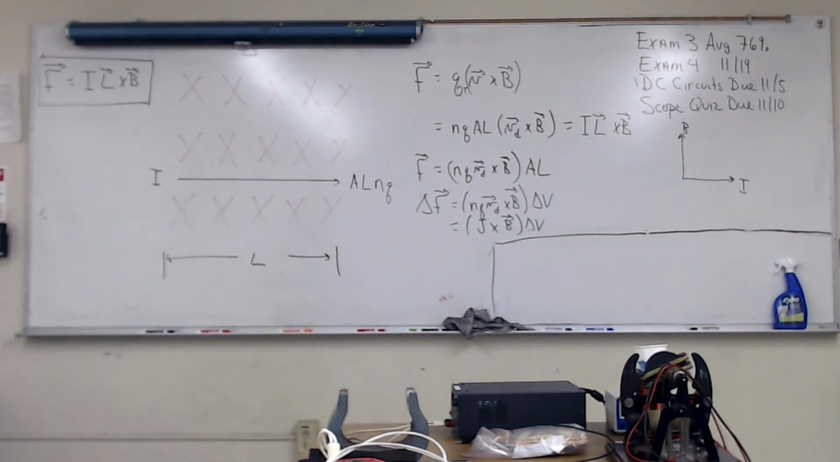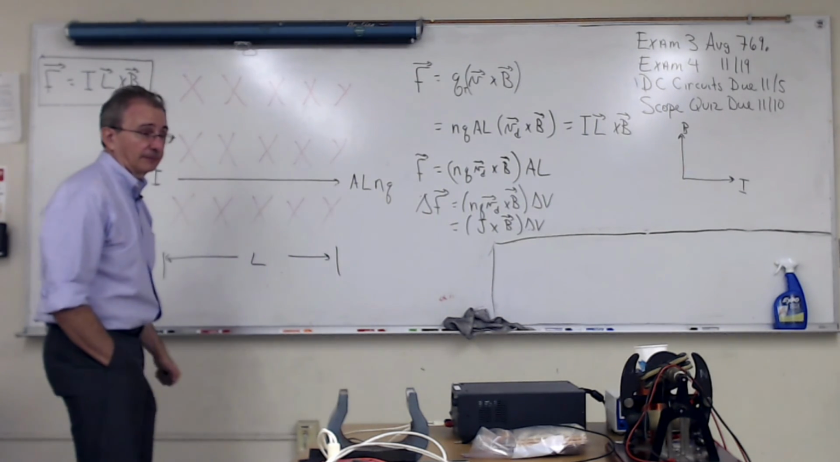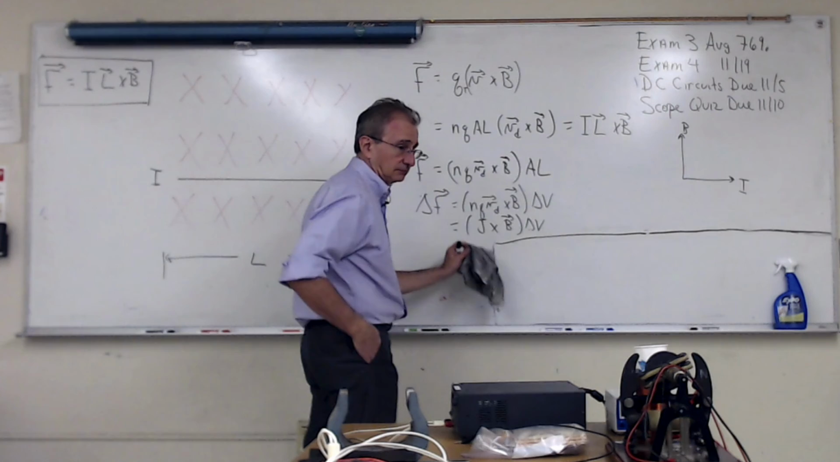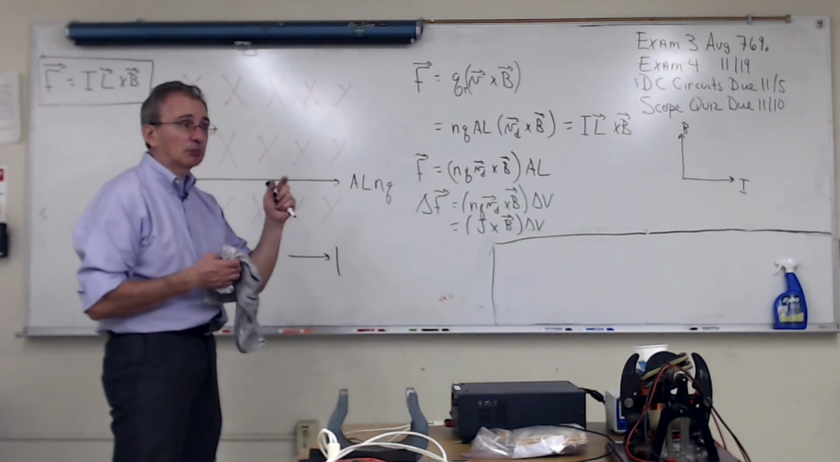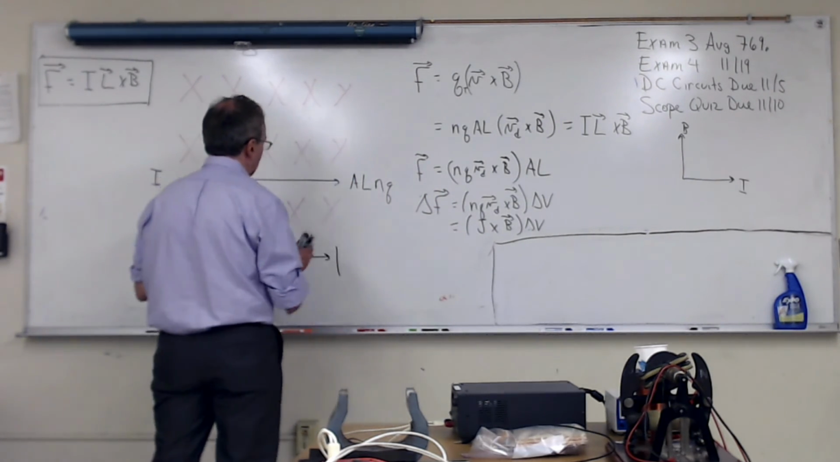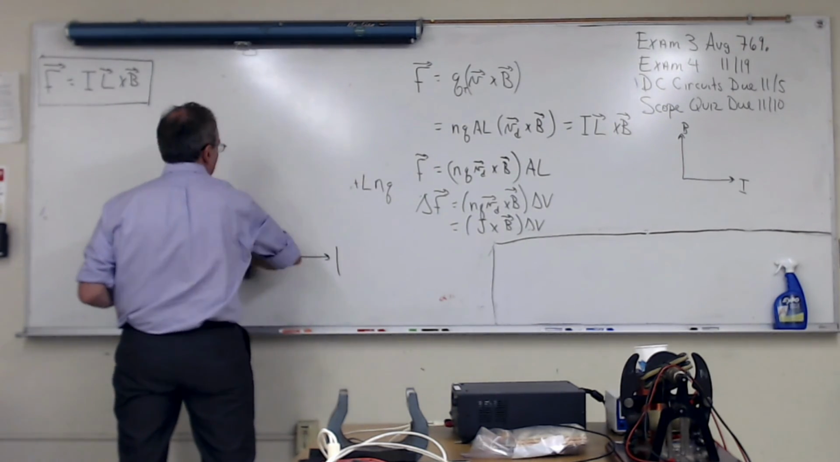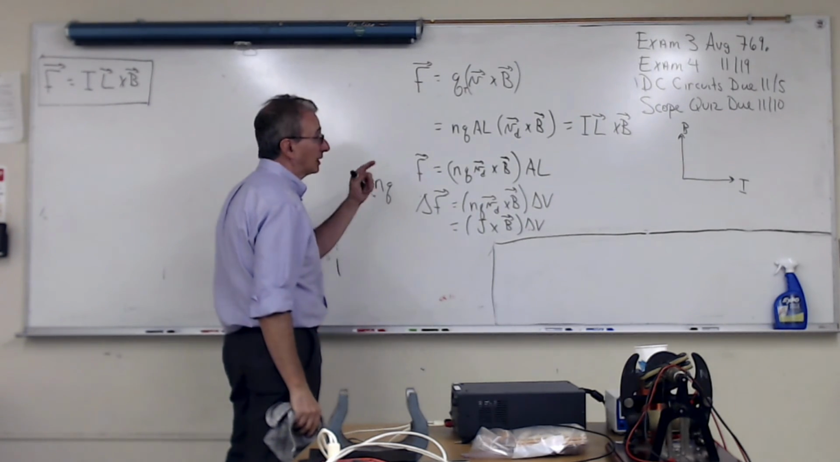So this is an equation assuming B is uniform. Okay? I'm going to make a couple more points and then we'll break for lunch. This also assumes that the angle between L and B stays constant.